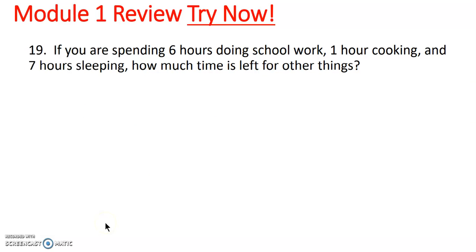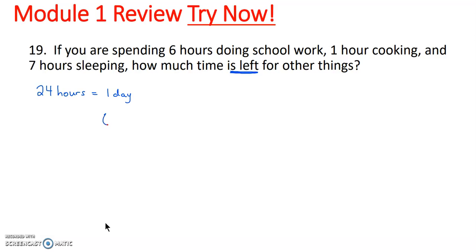Number 19, if you are spending 6 hours doing schoolwork, 1 hour cooking, and 7 hours sleeping, how much time is left for other things? So when they're asking us for how much time is left, there's going to be an element of subtraction. What we've got is time in a day. So this word problem gives us not quite enough information to solve. We have to fill in the missing piece. And the missing piece is that there's 24 hours in one day.